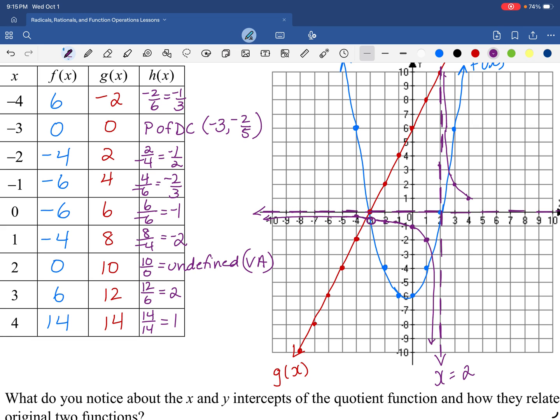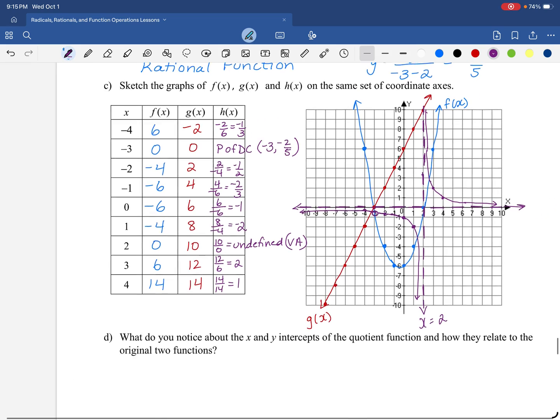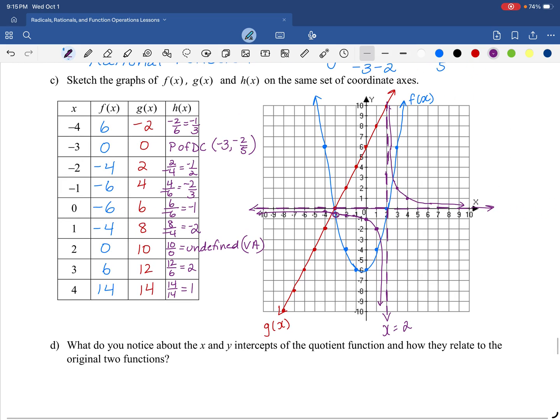And then this is coming down towards the x-axis. Again, we're not going to cross it because that is definitely a horizontal asymptote there. Okay, so something like that. So we've now created the graph of h of x. Okay, and then part D, what do you notice about the x and y intercepts of the quotient function and how they relate to the original two functions?